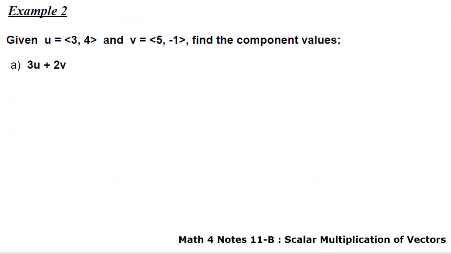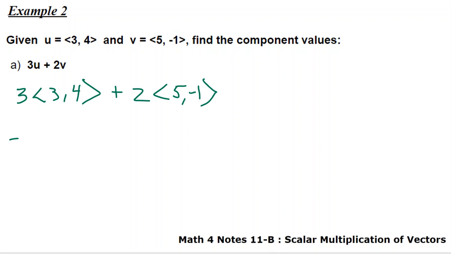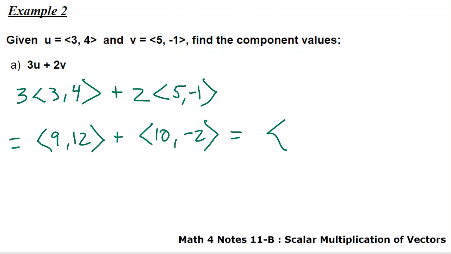All right, so let's try a few examples. We're going to say 3 times u and 2 times v. And by the time we finish distributing that, we get something that looks like this. And by the time we add those two together, 9 and 10, 12 and -2, and we get an answer that looks like that.